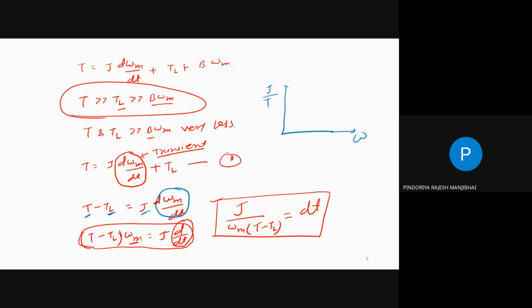Okay. Any confusion in this equation? Maybe equation number A. Any confusion in equation number A? Sir, I think we are very close there. We can take dt on the left side, cross multiply, and take T minus TL on the right side bottom. Then by integration of both sides, we can get area, no? Yes, yes. So that is the second part.